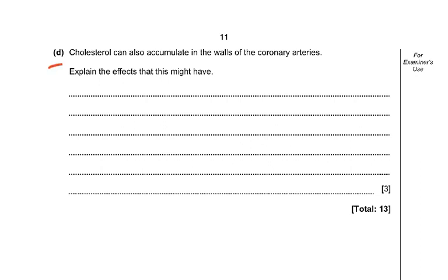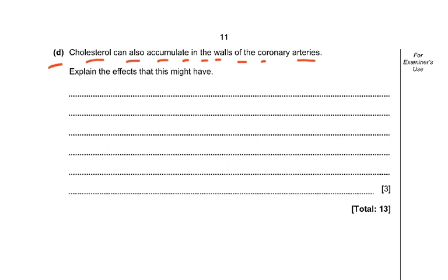Now coming to the last part of the question, cholesterol can also accumulate in the walls of the coronary arteries. Explain the effects that this might have. Now, naturally, cholesterol deposits are going to result in coronary heart disease, or you can say a heart attack, or a cardiac arrest, and this is going to result in reduced blood flow in the artery or the arteries, and this is going to result in atherosclerosis or damaged arteries. Then the blood clot can cause thrombosis or a thrombus or an aneurysm.